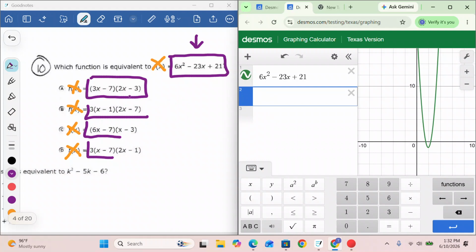So let's input this one together. Number 2, you're going to open parentheses. And then you're going to go 3x. I'm just going to copy it the way it is. Minus 7. Don't worry about the graph. And then I'm going to close the parentheses right here. And then I'm going to open parentheses. And then I'm going to do 2x minus 3. Close parentheses.